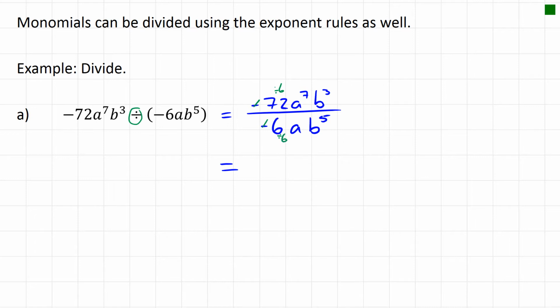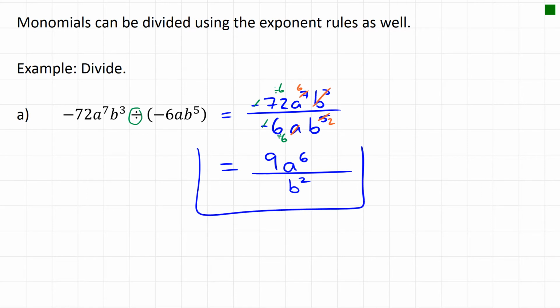And then we're going to look at our letters in the monomials, or the variables I should say. The a on the bottom is going to cancel out with one of the a's on top, and the 3 b's on the top are going to cancel out with 3 of the b's on the bottom, and 5 minus 3 is 2. And now we just go to our simplification: 72 divided by 6 is 9, and we have a to the 6 left on top and nothing else, and on the bottom the 6's cancel out, leaving us with a 1, and we have just b squared left on the bottom. And so there is our division of monomials.